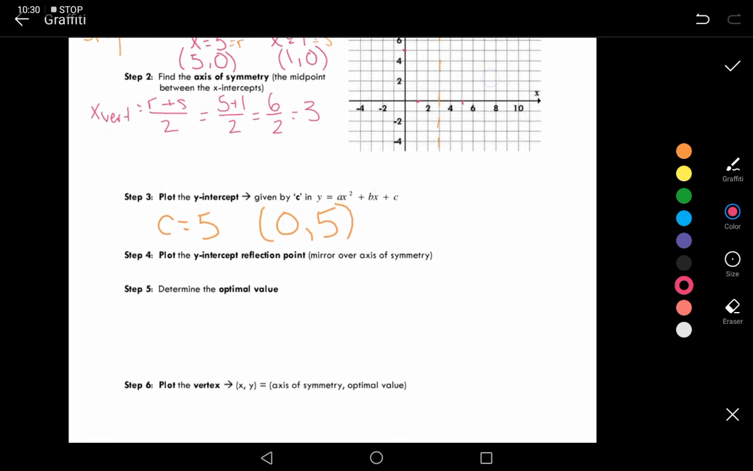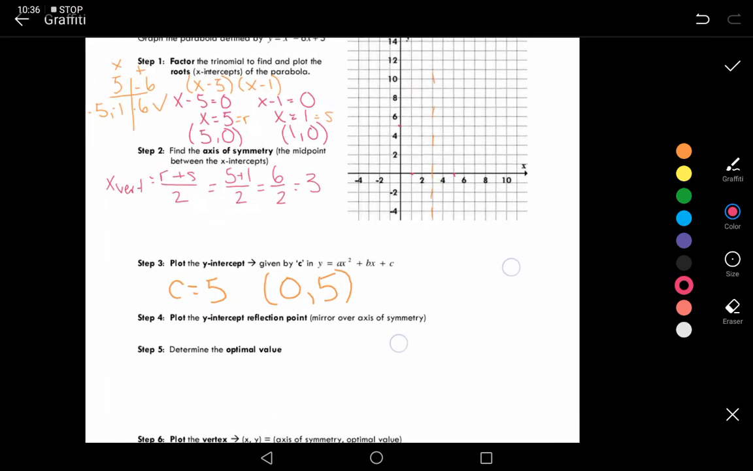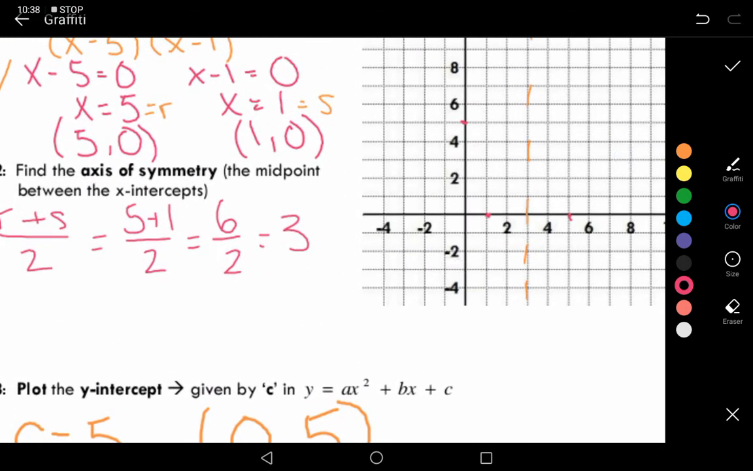Next step is to plot the y-intercept reflection point. All we have to do is plot that same point on the other side of my dotted orange line here. I can see to get to that dotted orange line, I have to go over 3. 1, 2, 3, right? Then I'm at the middle. So that means I have to go over 3 from the middle the other way.